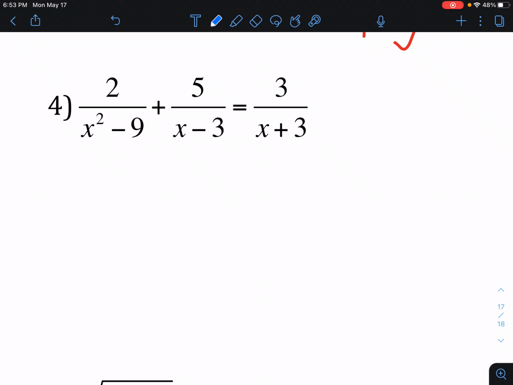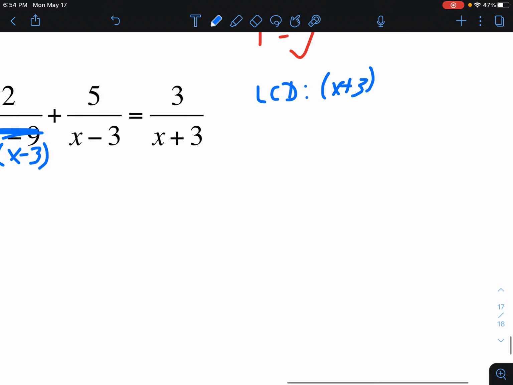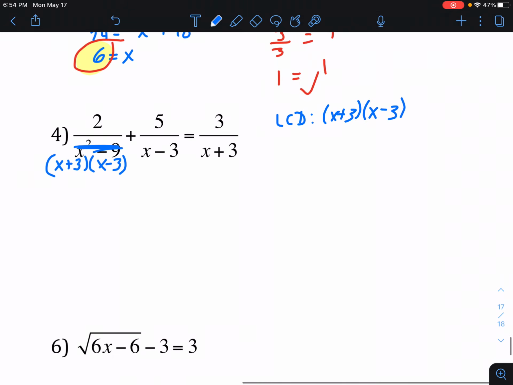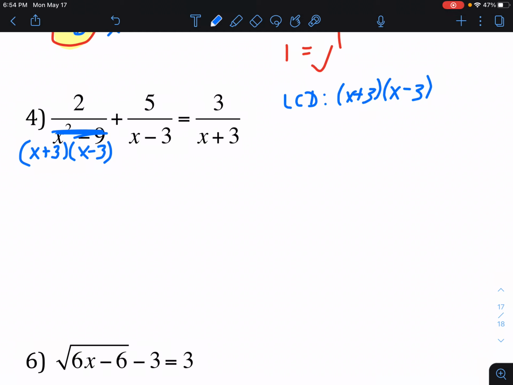This first one here, you have to carefully look at the denominators. That x squared minus 9 can be factored. So before we worry about an LCD, this can be factored. It's a difference of squares. So we factor it to be x plus 3, x minus 3. So now we can say the LCD is x plus 3, x minus 3. Don't repeat them because none of the individual fractions repeat any of your binomials here.